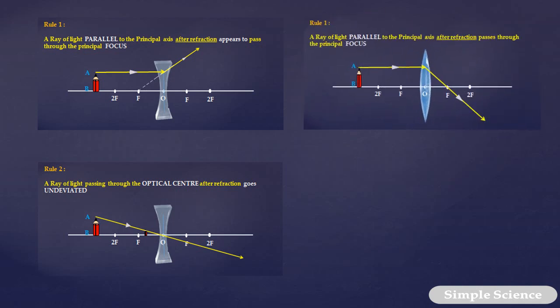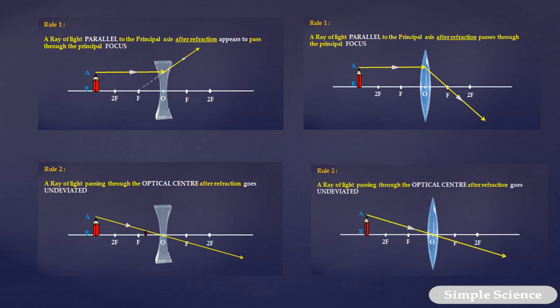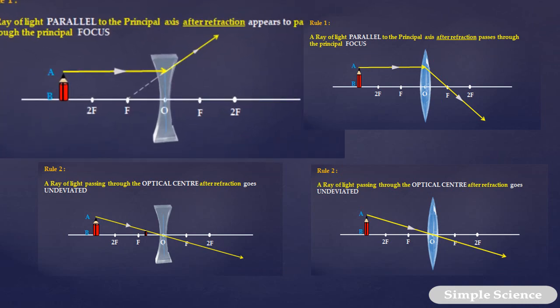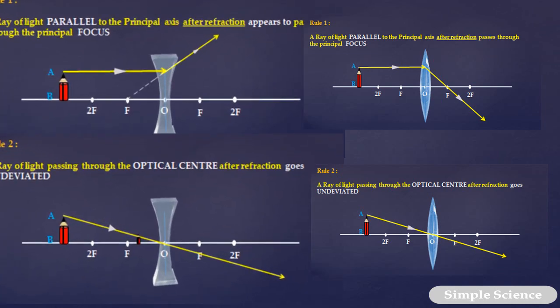The first rule is similar to the first rule of convex lens, but the only difference is in convex lens, the ray after refraction passes through F2. But in case of concave lens, it appears to pass through F2. And the second rule is same in both the lenses. A ray of light passing through optical center goes undeviated in both the lenses. So now let us start drawing the ray diagram. We are going to use first rule and second rule for that.